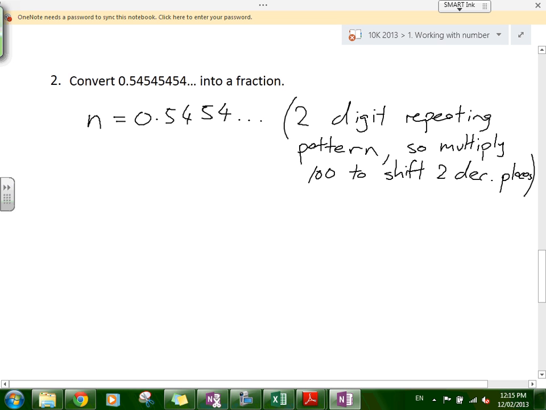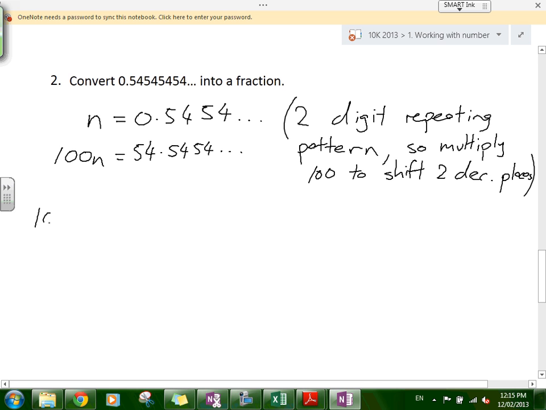Okay? We want to shift by 2 decimal places, so we want to multiply by 100. What's 100 times this? What do we get? 100 times 0.545454... Yeah, 54.5454 repeating. Okay, so now I can do the same thing.